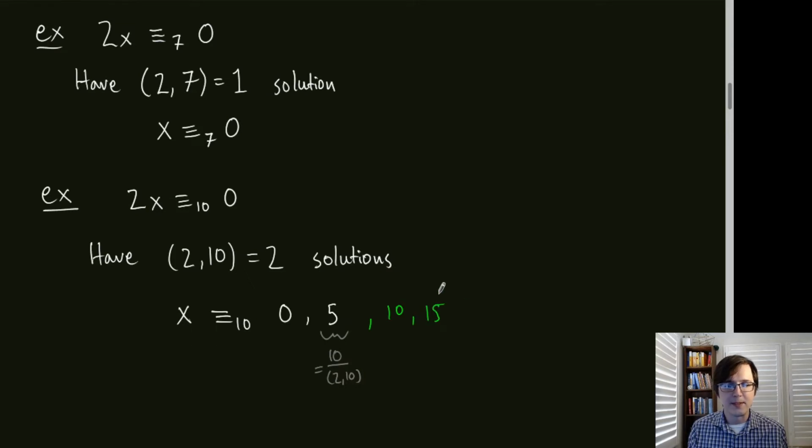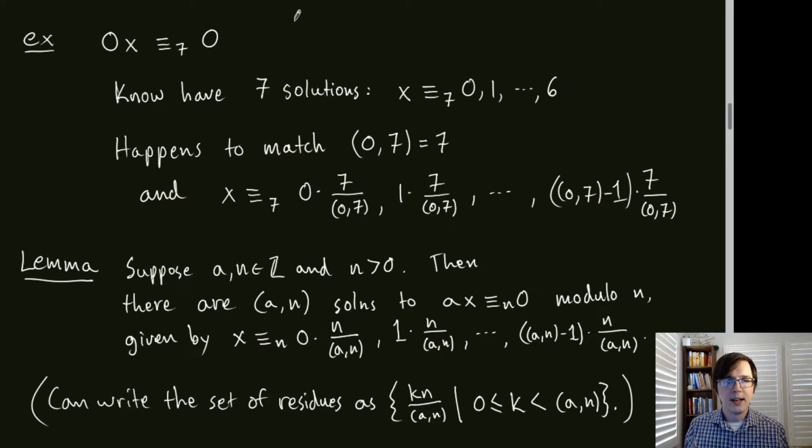So this is what would happen if we kept going to higher and higher k, but anyway, modulo 10, those are the only two solutions. Okay, so we assumed that a was non-zero, and I just wanted to mention what happens when a is 0. So what happens if a is 0? Well, we know that we have 7 solutions in this case, so mod 7.